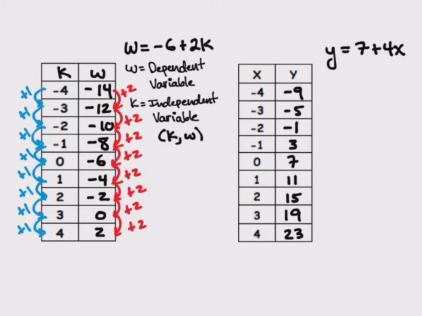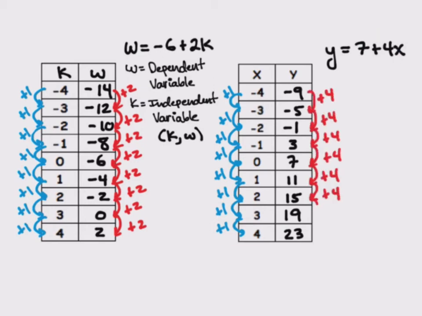In our second equation, every time our independent variable goes up by 1, our dependent variable goes up by 4. And that's because of the 4 in the equation right here. Note that this equation says y starts at 7 when x is 0, and whatever x is, that's how many times we're going to add 4 to 7. So if x is 1, we add 4 to 7 once. If x is 2, we add 4 to 7 twice. If x is 3, we add 4 to 7 thrice. If x is 4, we add 4 to 7 four times, etc., etc.